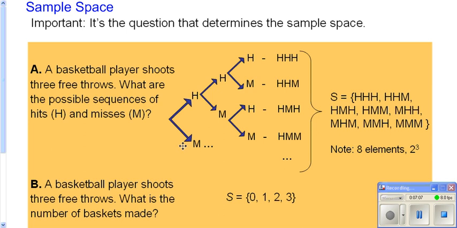If you did the lower branch where you started out with a miss instead of a hit, you would then have all these possibilities listed, all 8 possibilities. Your sample space would be all 8 of these different sequences that could occur.